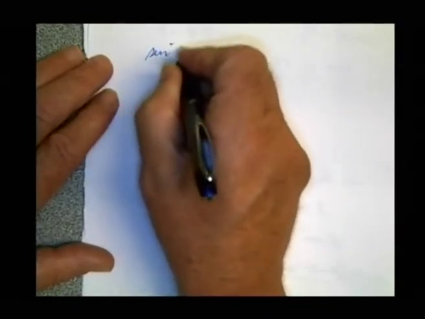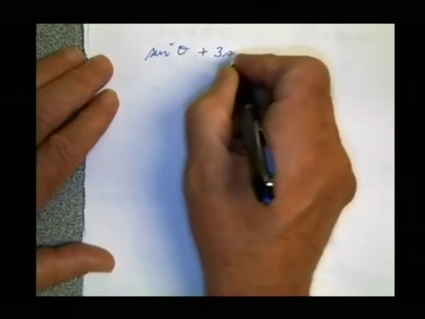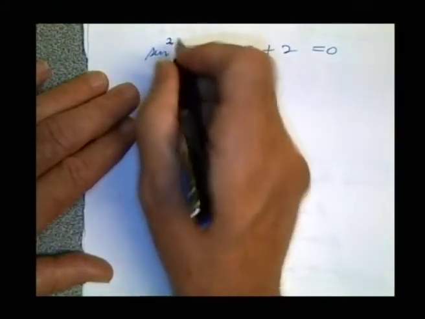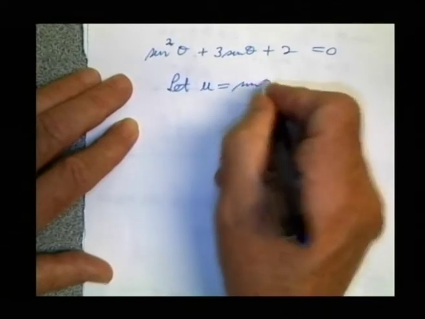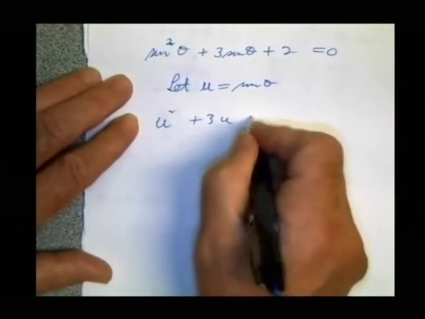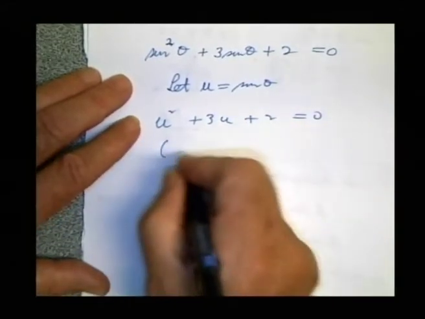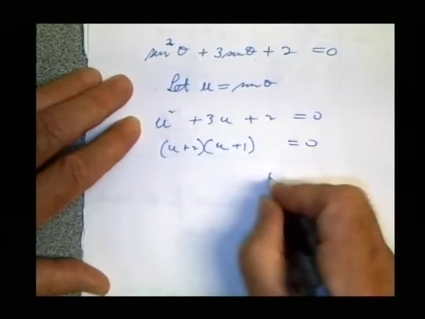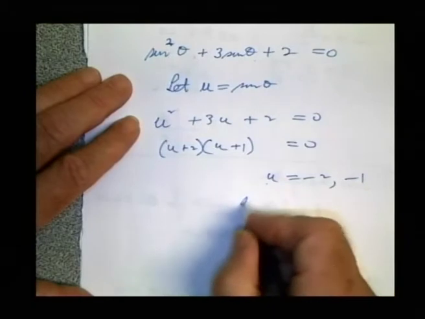Now, another type of trig equation might be called a quadratic trig equation. For example, if it's sine squared theta plus 3 sine theta plus 2 is equal to naught, we can treat that like any quadratic equation in terms of sine theta. Some people might put u equal to sine theta, and you get u squared plus 3u plus 2 equal to 0, and you can fairly simply see that u is equal to minus 2 or minus 1. And so sine theta would be equal to minus 2, or sine theta is equal to minus 1.